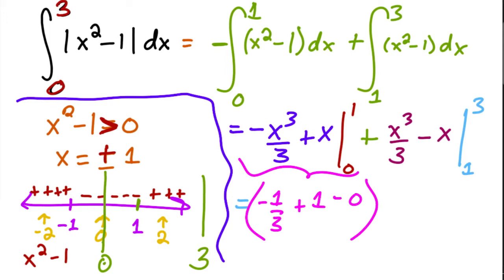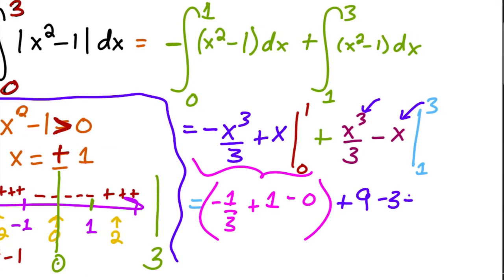And plus, if I plug in 3, 3 cubed is 27, over 3 is 9, minus 3. And then, so that's just plugging in 3. Okay, now here you have to be really careful with your signs. And then minus, plug in 1. So minus 1/3 minus 1. Okay, so that, got to be really careful right there.